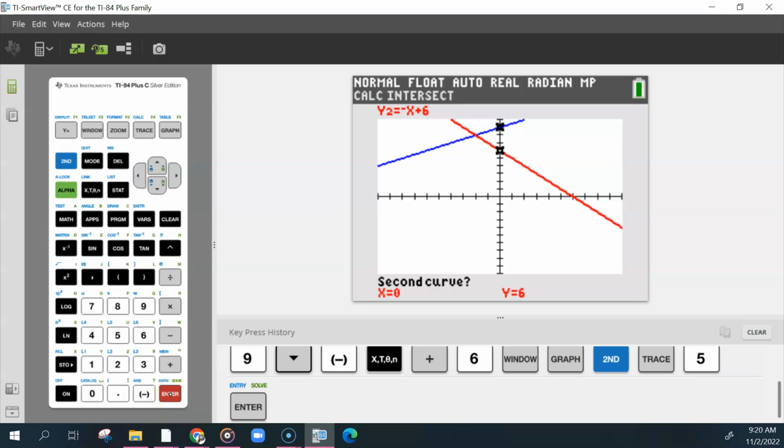And then it'll say second curve, same thing. It should fall on the other line. If it does, hit enter. We don't want to guess. We want the calculator to figure that out. So hit enter again. And it'll tell us exactly what that intersection is. So -2. Now, if you use this process to get me the solution, you still have to do the graphs.